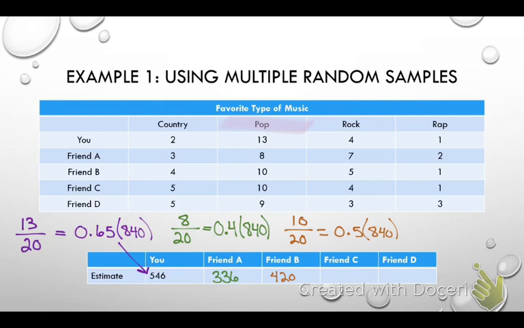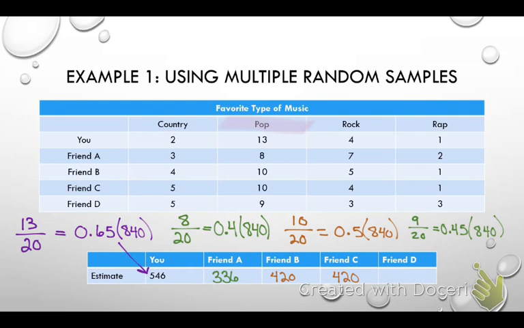Oh, look at friend C. What's it going to be, guys? 420 again, because it's the same number of people. Okay, so that's nice when the value repeats. And then friend D, we'll go ahead and solve that one real quick. All right, 9 out of 20 is what as a decimal? Okay, multiplied by 840.